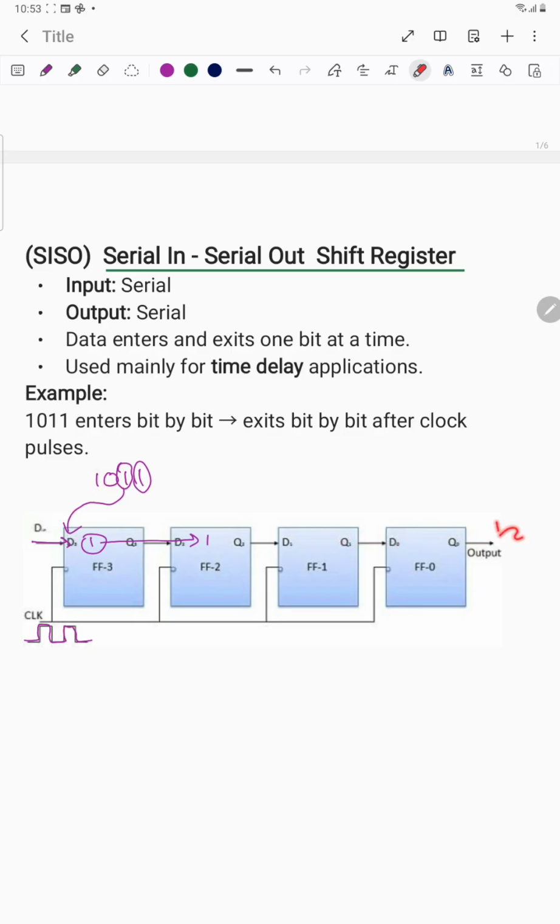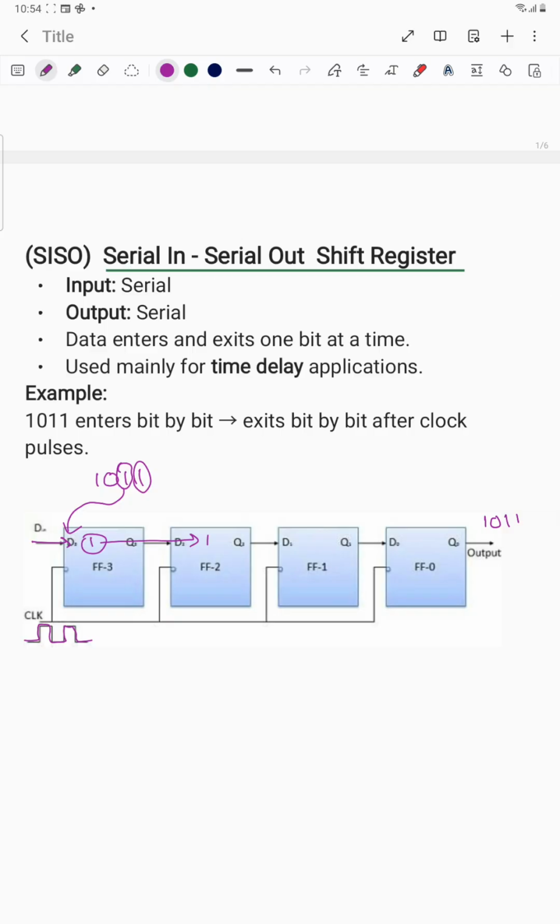Finally, 1011 reaches here. This is how the SISO shift register is going to work. Here 1011 enters bit by bit and exits bit by bit after clock pulses. After all the clock pulses, it reaches 1011 in serial manner. That is why it is termed as serial input and serial output shift register.